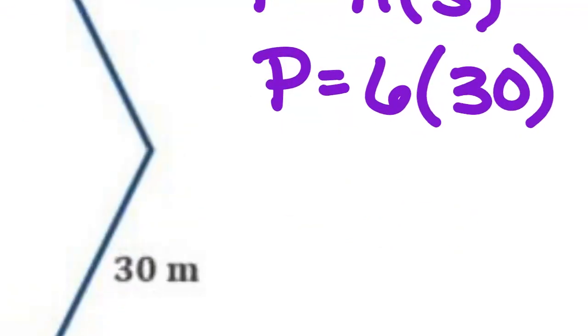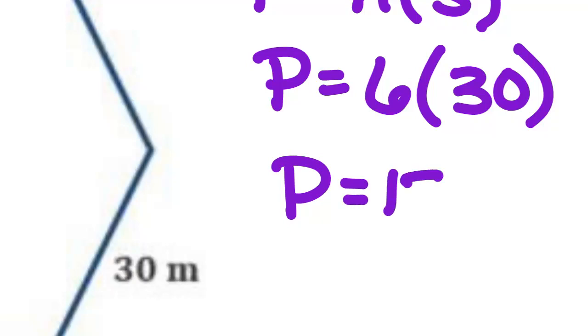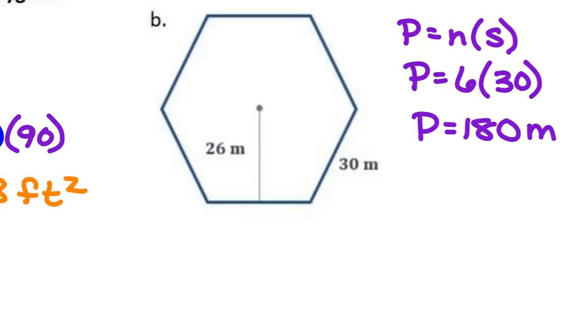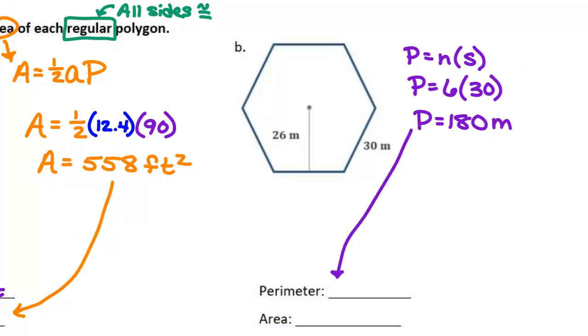What is 6 times 30? 180. What would the units on that be? Meters. 180 meters.